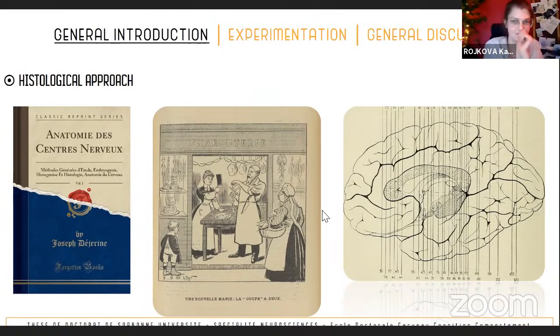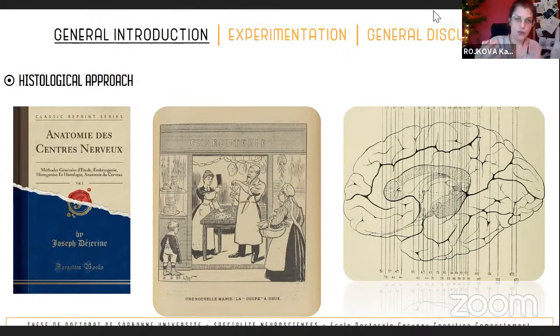And actually, this is what they were doing with histology and microscopy. You slice your brain, you stain your slices, you look at everything under a microscope, and you can see microscopic arrangements and layouts of brain cells.